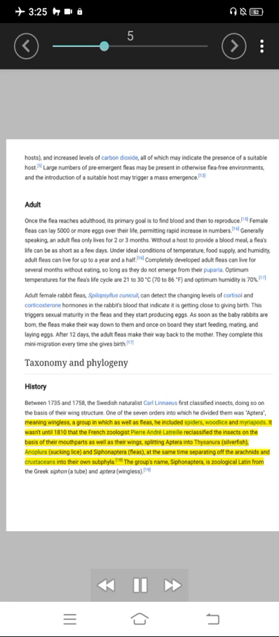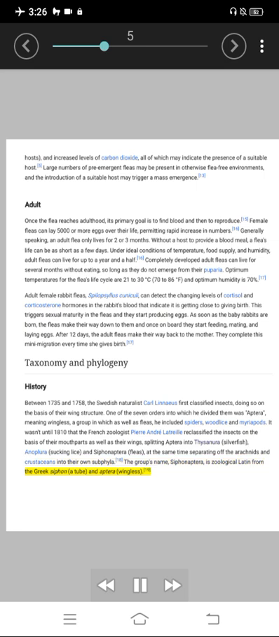It wasn't until 1810 that the French zoologist Pierre-André Latreille reclassified the insects on the basis of their mouthparts as well as their wings, splitting Aptera into Thysanura, silverfish, Anaplura, sucking lice, and Siphonaptera, fleas, at the same time separating off the arachnids and crustaceans into their own subphyla. The group's name, Siphonaptera, is zoological Latin from the Greek siphon, a tube, and aptera, wingless.